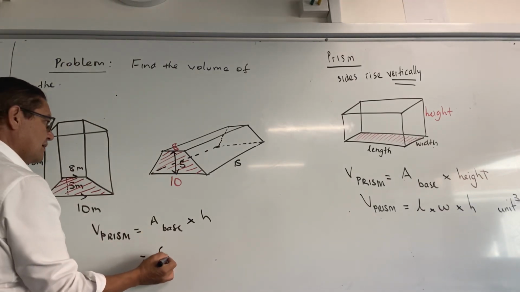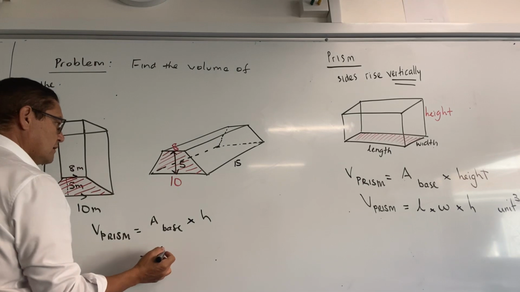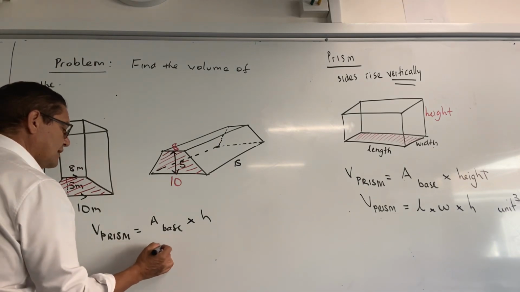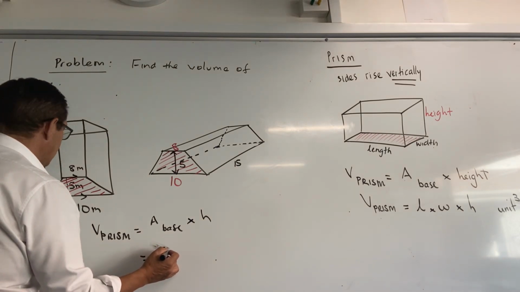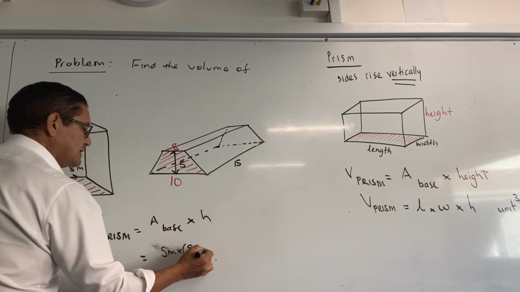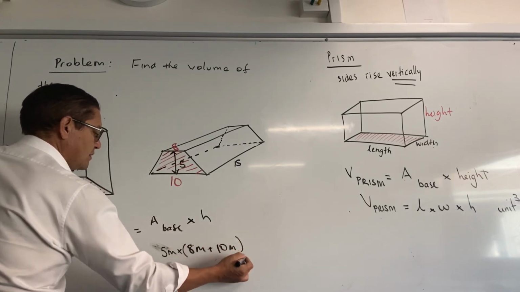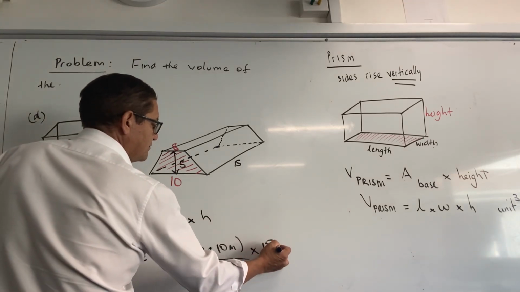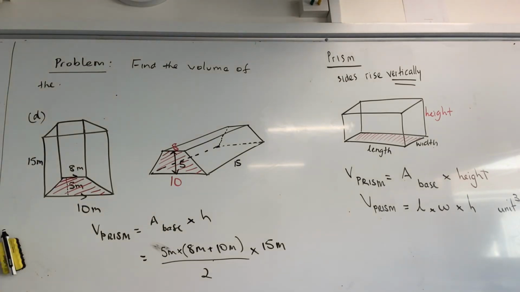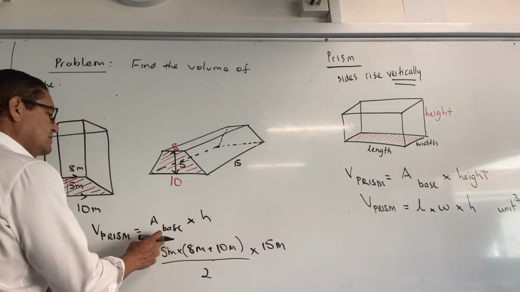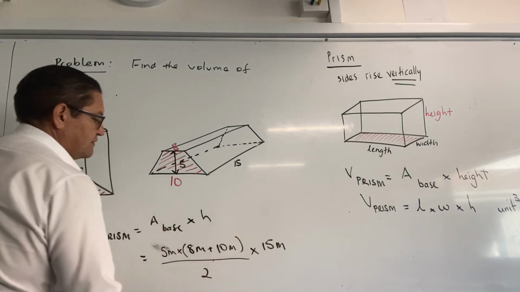So that's A, H, 5 meters times A plus B, 8 meters plus 10 meters, all over 2 times 15 meters. Okay, so that's 16 divided by 2 is 8. It's 40. 40 times 15 is 600.